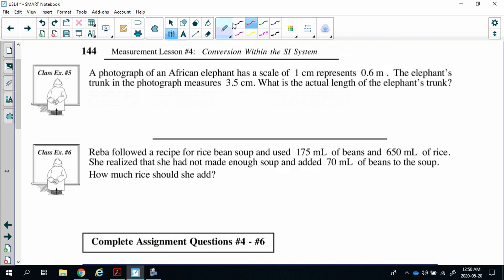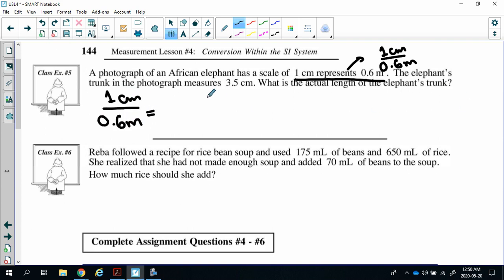Okay, let's take a look at class example 5. It says a photograph of an African elephant has a scale of 1 centimeter represents 0.6 meters. That automatically is your conversion. That's what you're going to be using. So I'm going to write that down: 1 centimeter over 0.6 meters is equal to. They're saying that the elephant's trunk in the photograph measures 3.5 centimeters. What is the actual length of the elephant's trunk?